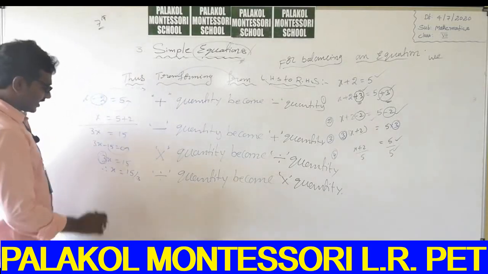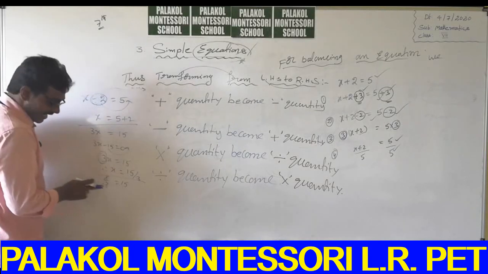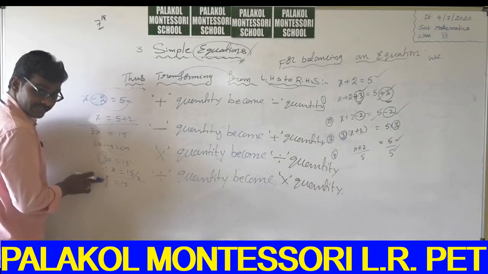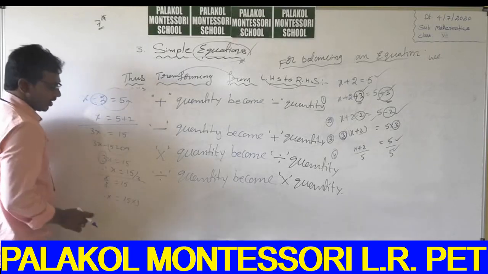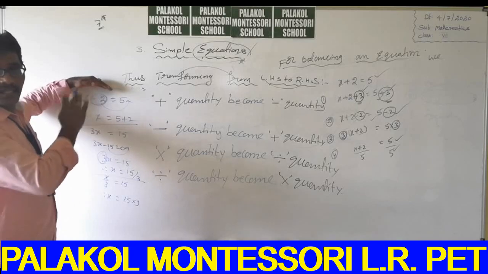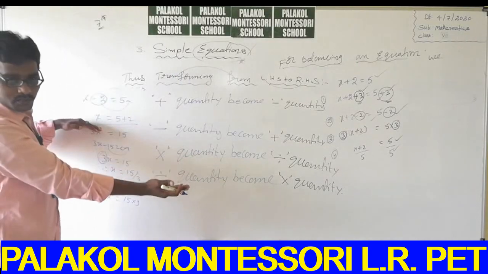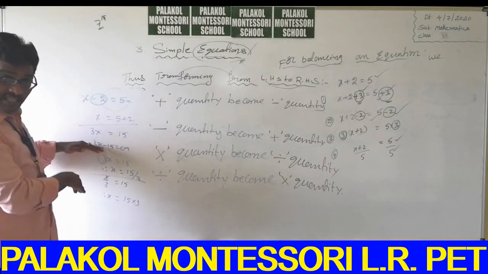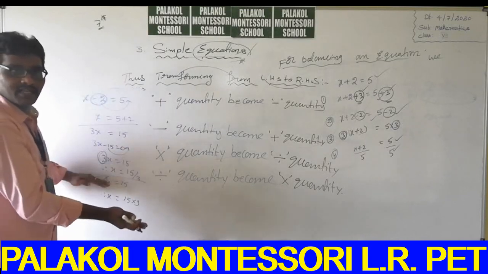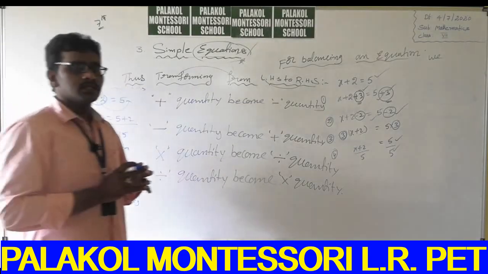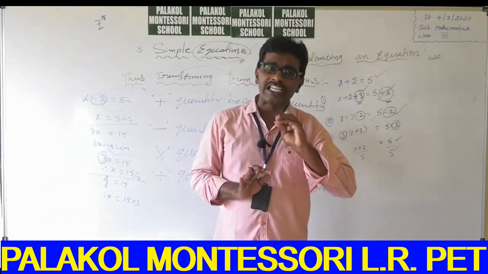Is it clear? Next, suppose x by 3 is equal to 15, guys. One more example, this one. Here the 3 is a divisor of x. So send it to that side, 15 into 3. So here plus action, send to that side becomes negative action. Negative action, send to that side becomes positive action. Multiplication action becomes division action. Division action becomes multiplication action. So these are all the basics. Keep these basics in mind, and you can work out the sums very easily.